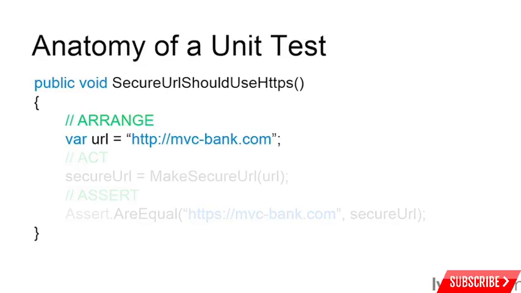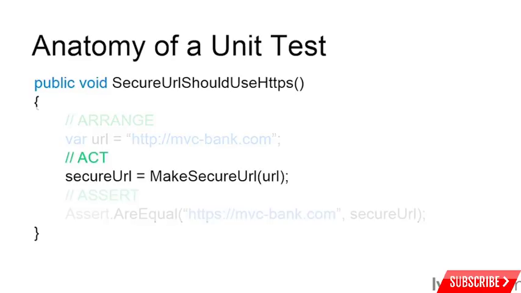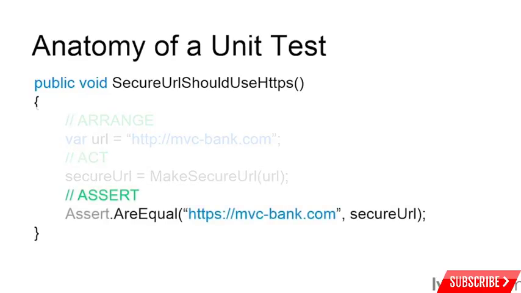Here, we're testing that a method used to switch to the secure HTTPS protocol works as expected, and we'll be testing with the URL declared in the arrange step. In the act step, we run the URL through the makeSecureURL method, and then in the assert step, we test to see if the result is the expected one. We'll be using this assert class from Visual Studio's built-in testing tools.